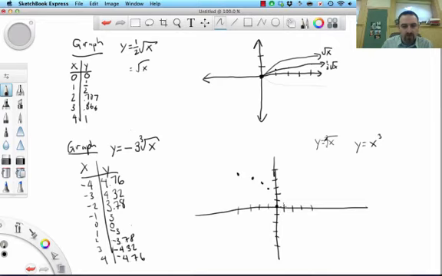Put in a 1, I get -3. Put in a 2, I get -3.78. Put in a 3, I get -4.32. And I put in a 4, I get -4.76. Okay, so I'm going to remember that I know what the basic shape of this looks like. I'm just trying to connect the dots now.